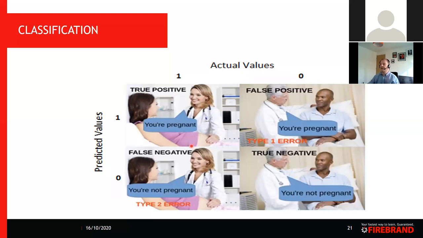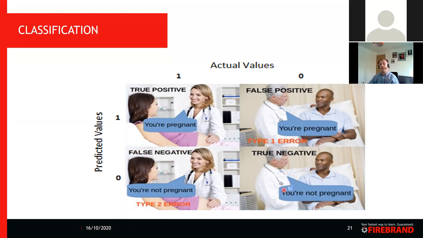So bear with me a second, it's a bit of a weird analogy, but imagine that there is a doctor that says to a pregnant lady, you're pregnant. Well, clearly they've identified the correct thing. But what if you get a doctor that says to a man, you're pregnant? Well, clearly they can't be pregnant. So you've said they're pregnant and they're not, so that's a false positive. Maybe you're a doctor, you say to a clearly pregnant woman, you're not pregnant. So you falsely identified a negative thing. So that's a false negative.